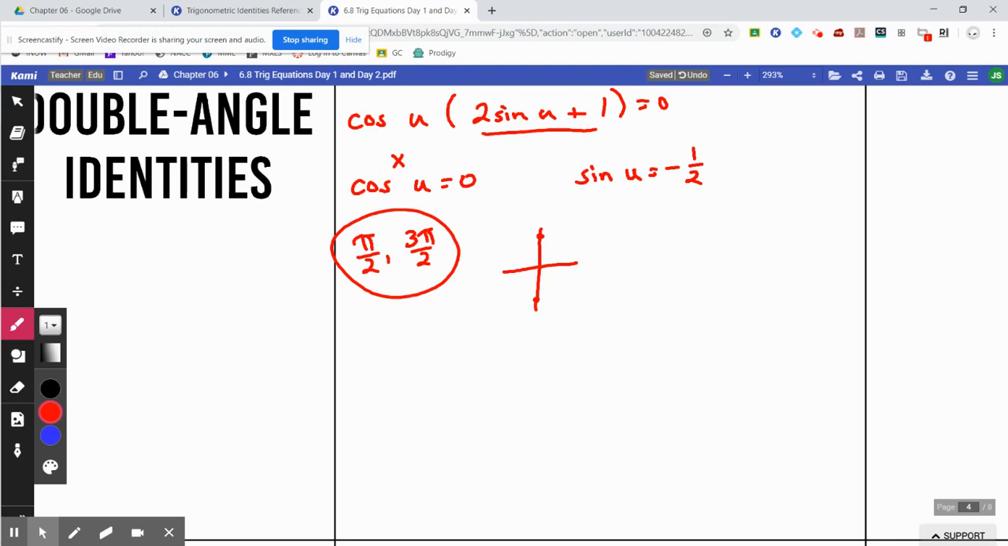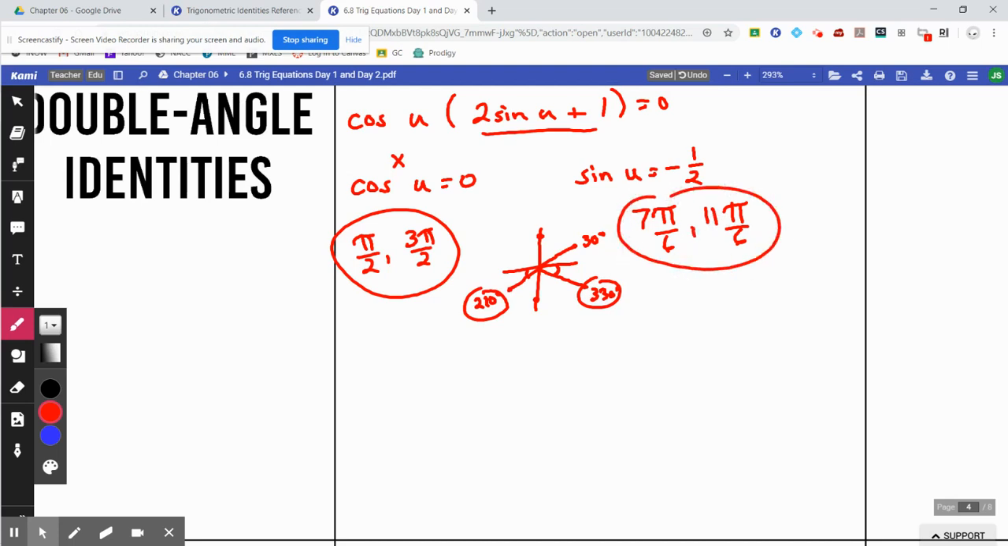Now next up, where is sine equal to negative 1/2? Reference angle there would be a 30-degree angle. However, sine is negative here and here in the third and fourth quadrants. If this is 30, then that'd be a 210-degree angle. And if this is 30, 360 minus 30 would be a 330-degree angle. So my other two answers will be multiples of pi over 6, because pi over 6 was my reference. 210 is 7 pi over 6. 330 is 11 pi over 6. So there's my other two answers.